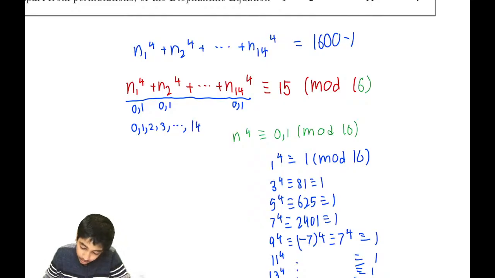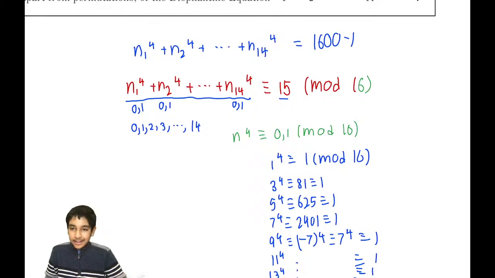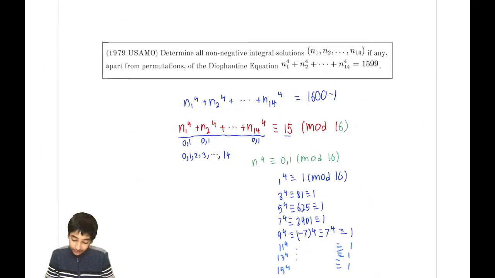And any number between 0 and 14 mod 16 can never equal 15 mod 16. So it's a contradiction. That means we cannot have any solution whatsoever. Okay, so that's the solution for this problem. There are no solutions, and a really clever trick of taking mod 16.